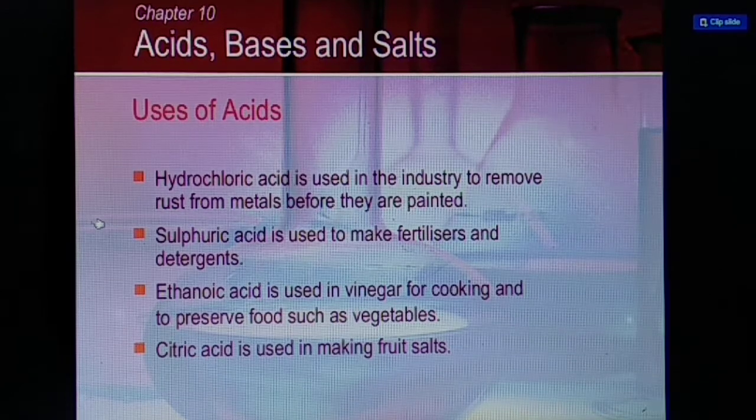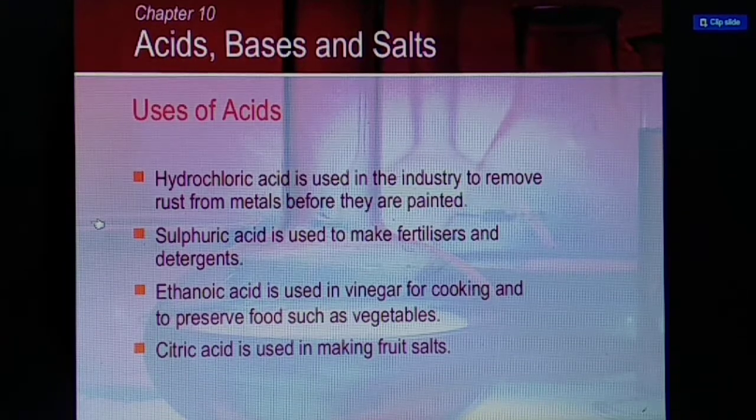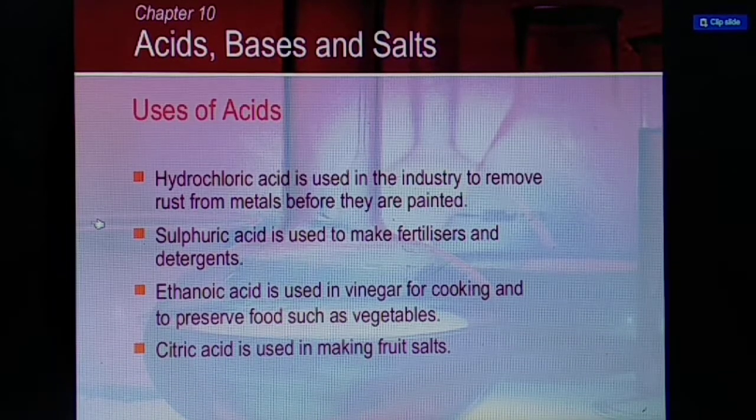So hydrochloric acid, sulfuric acid, ethanoic acid and citric acid. Hydrochloric acid and sulfuric acid are strong acids. Ethanoic acid and citric acid are weak acids. So these are the uses of acids, students.